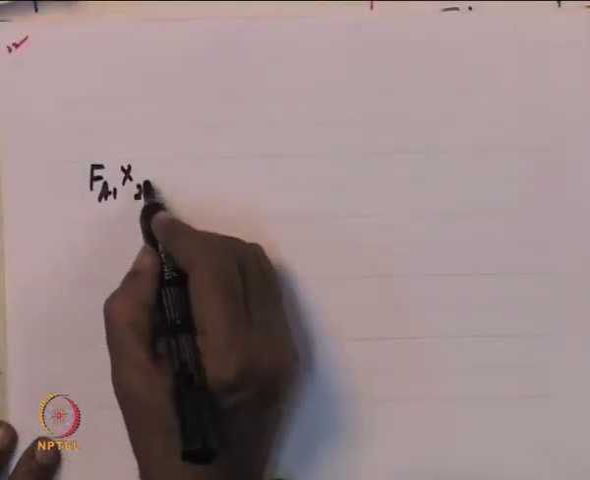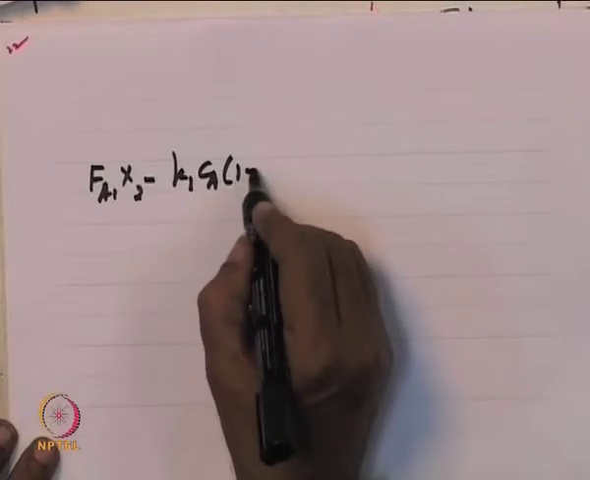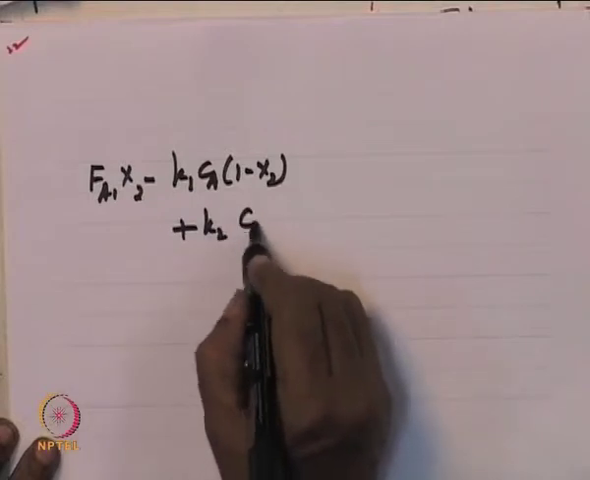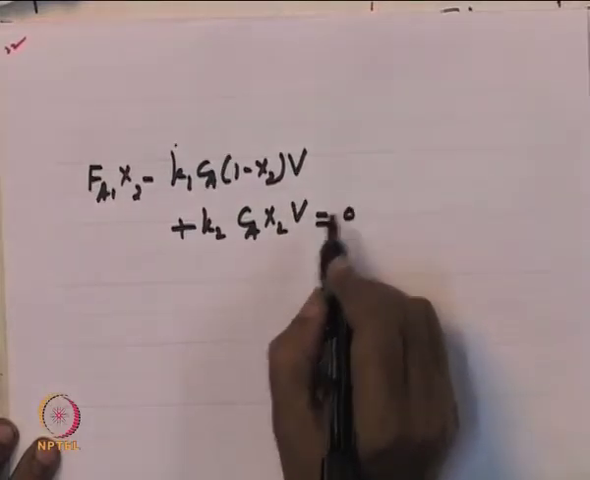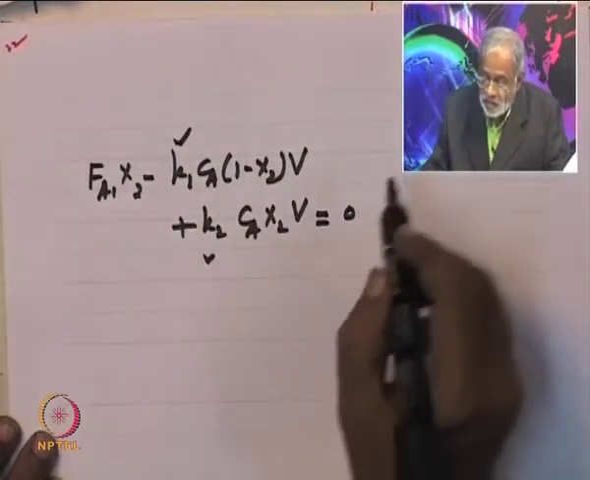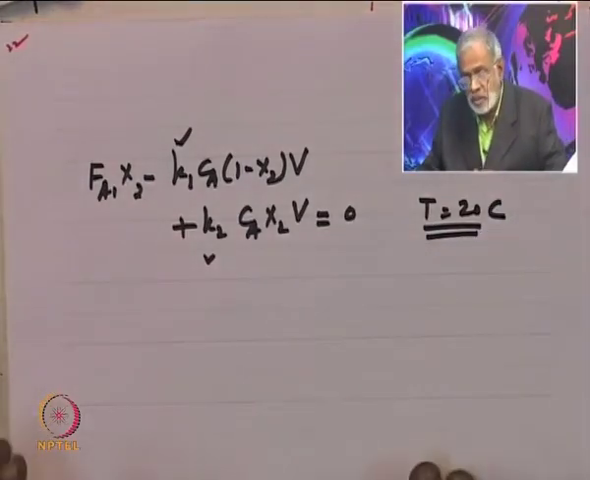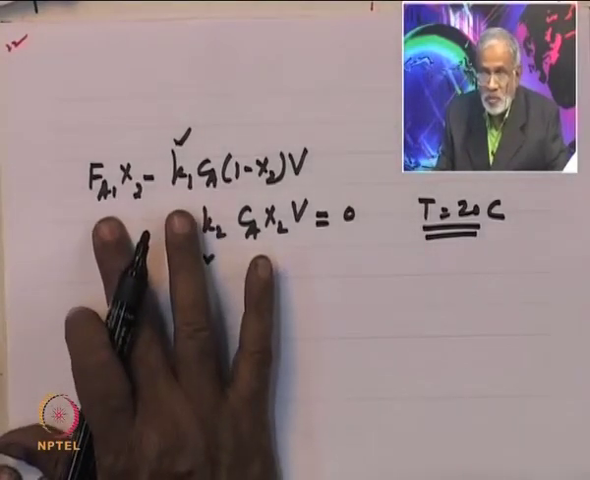Let me go through this properly now. So, what we have: F_A1 x2 minus k1 C_A1 (1 minus x2), plus k2 C_A1 x2, the whole thing multiplied by V, equal to 0. So, we should be able to find out the value of x2 from here, because we know k1 and k2, because temperature is fixed as 20. The best temperature, we have just taken the temperature as 20, we can choose any other temperature. Having chosen the temperature, it tells you what is the value of x2 with respect to F_A1.